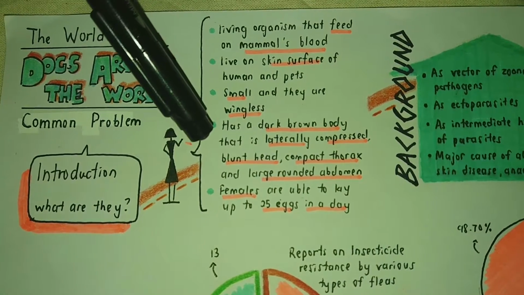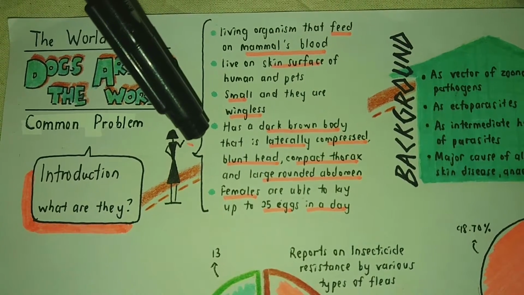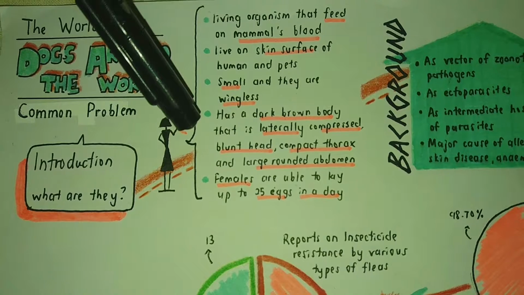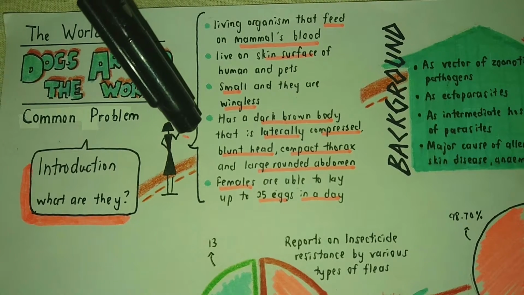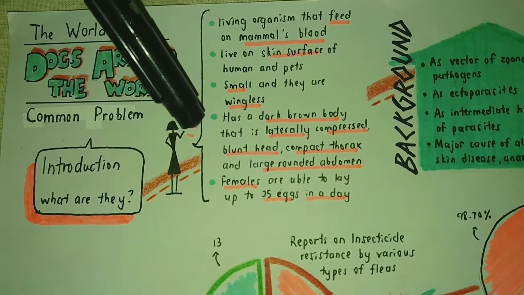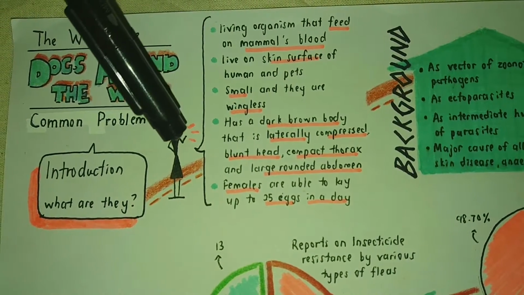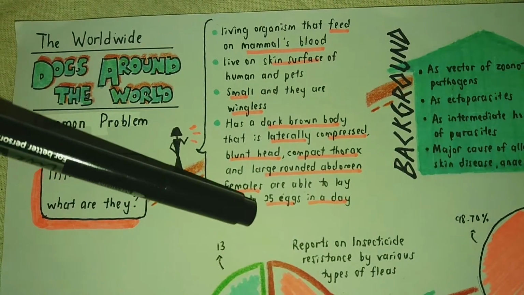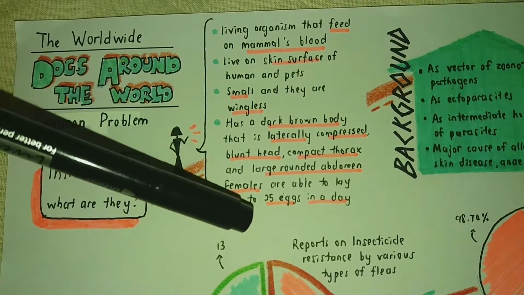Their dark brown body is laterally compressed, which is composed of a blunt head, compact thorax, and large rounded abdomen. Female fleas are able to lay up to 25 eggs in a day.